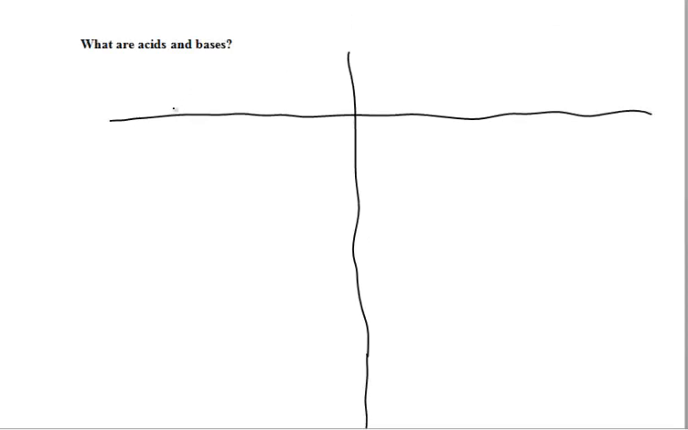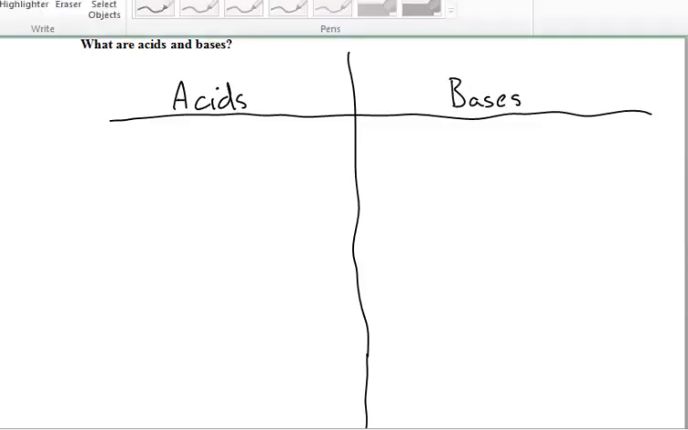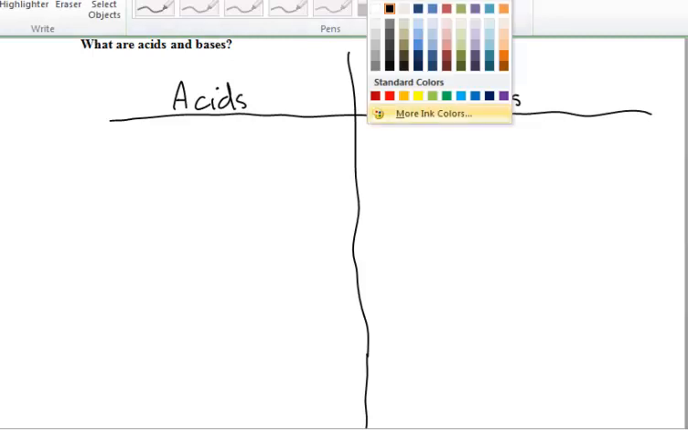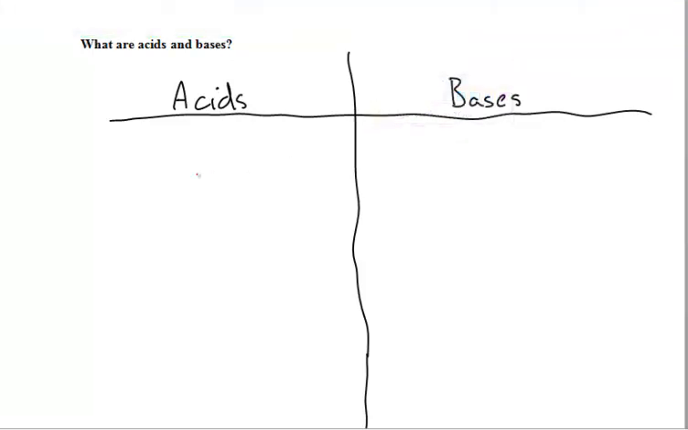Okay, so we start with acids and bases. And I'm going to switch my pen colors. I'm going to start acids with red because they turn litmus paper red. They are typically sour. Not that you should go around tasting everything to see if it's an acid or a base, but things like lemons are examples of acids.